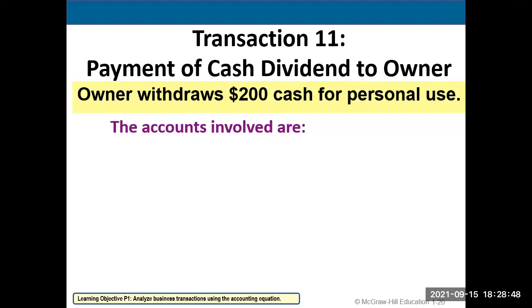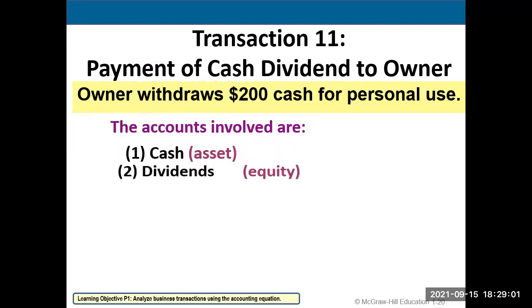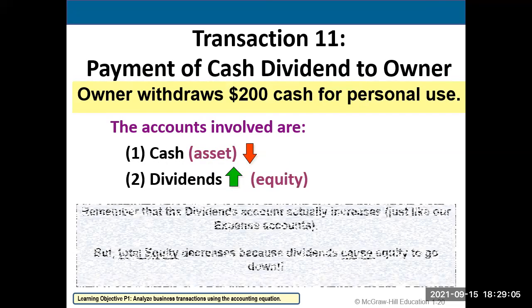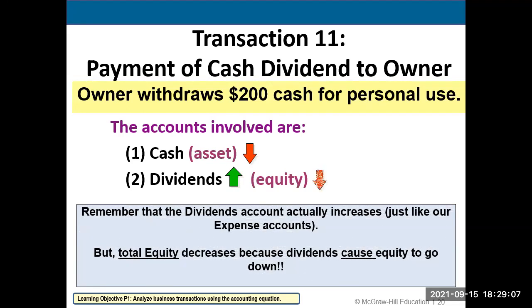So here the owner withdraws $200 cash for personal use. Anytime a business pays money out to an owner, we call that a dividend. So the accounts involved are going to be cash, which is an asset going down, and dividends, which is just like expenses, an increase to dividends will be a decrease to equity. So cash goes down and equity goes down.